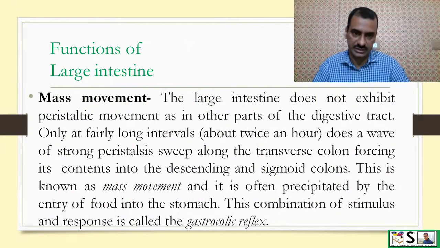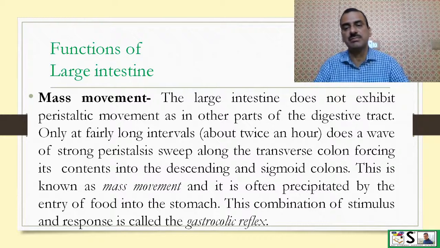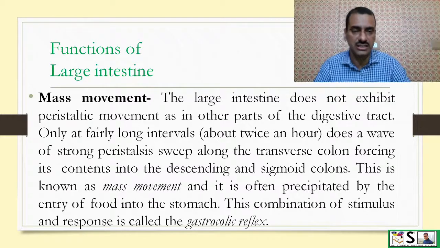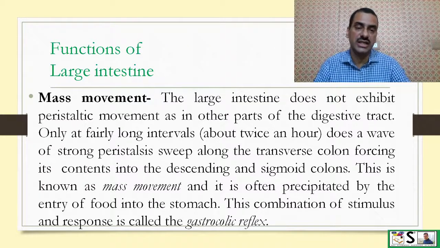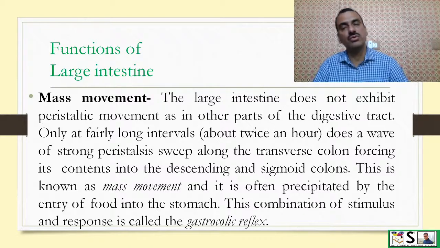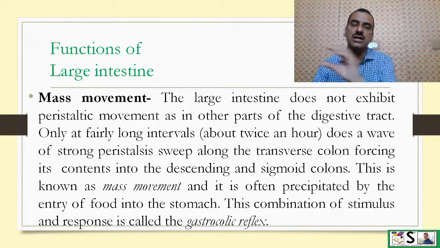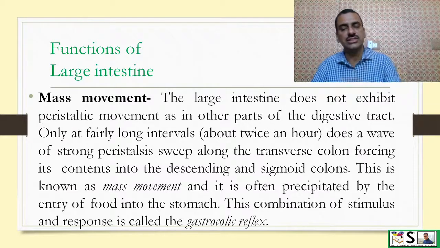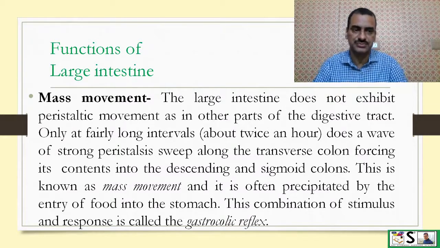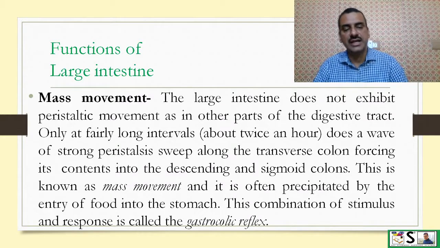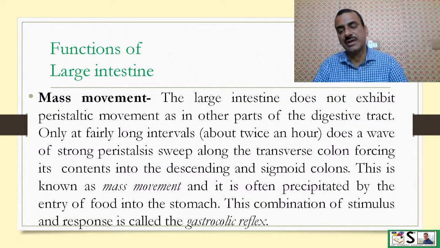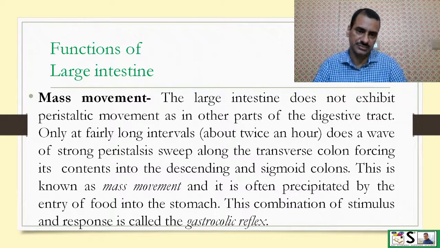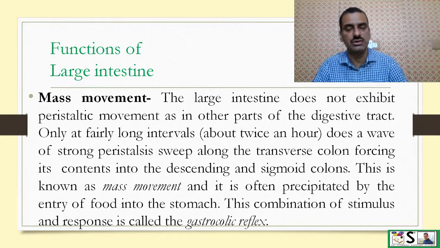Next function is mass movement. The large intestine does not exhibit peristaltic movement as is seen in the other parts of digestive tract. Only at fairly long intervals, like twice in an hour, does a wave of strong peristalsis sweep along the transverse colon, forcing the contents into the descending and sigmoid colon. This is known as mass movement, or we can say mass peristalsis, and is often precipitated by entry of food into the stomach. This combination of stimulus and response is called gastrocolic reflex.